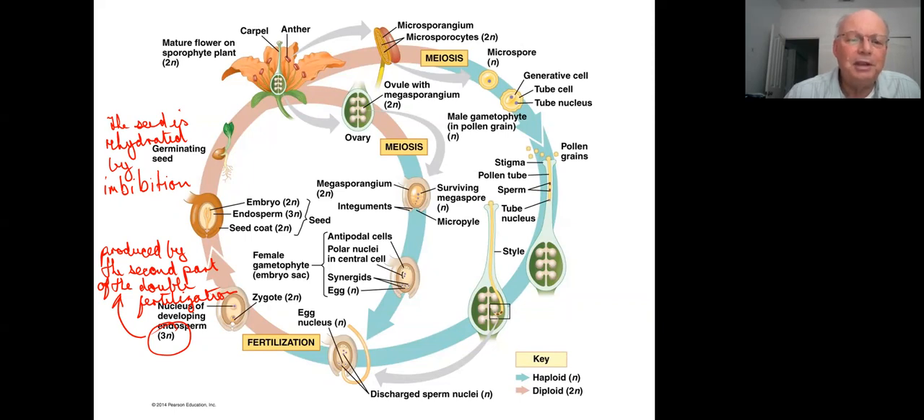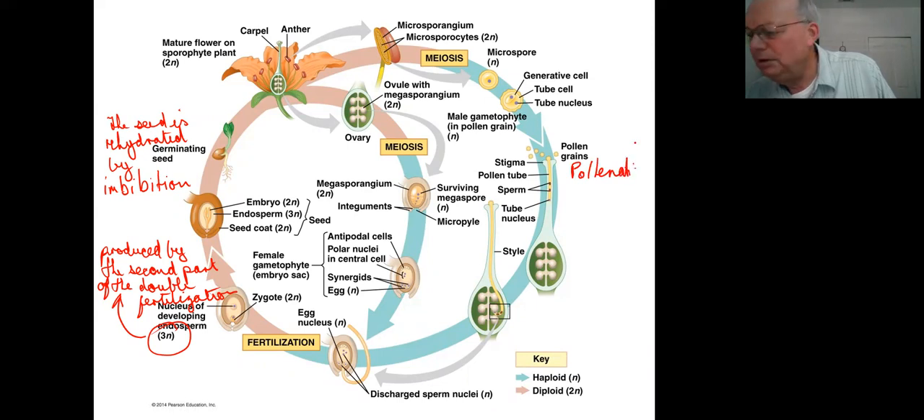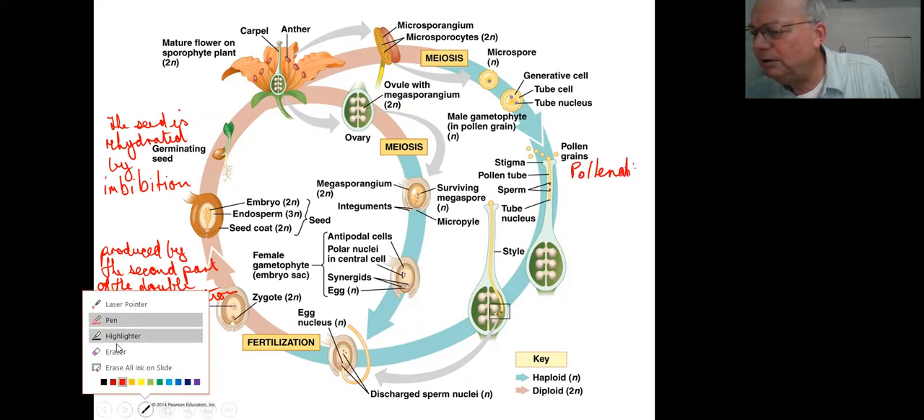The seed and the endosperm then shrivel up, and the seedling develops into the new sporophyte, and the cycle begins again. So that's the basic outline of the angiosperm life cycle. I'm just going to add a few more labels in here.